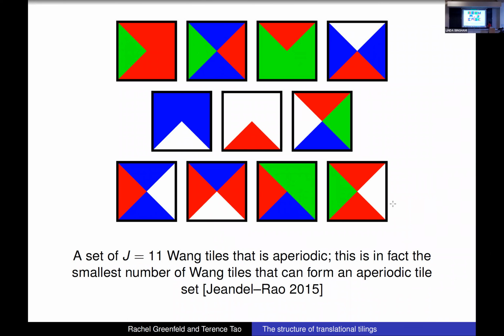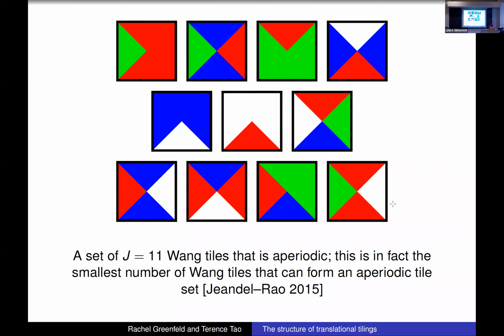These are Wang tiles where, instead of coloring the edges, we colored triangles just to make it easier to see. Like this tile, we've got a green edge here, a red edge here, a white edge here, and a red edge here. These are 11 tiles, and it turns out that this is an aperiodic set. It is possible to tile space in such a way that the colors all match, but you can only do it non-periodically. There's no periodic way to tile with these colors.